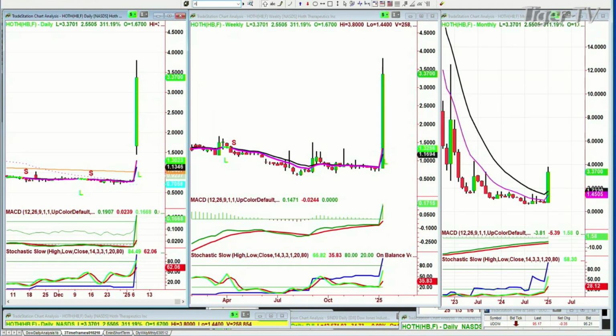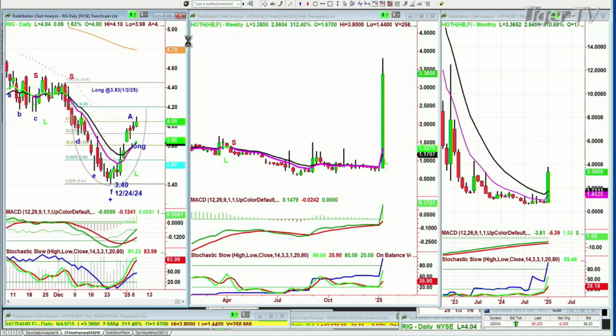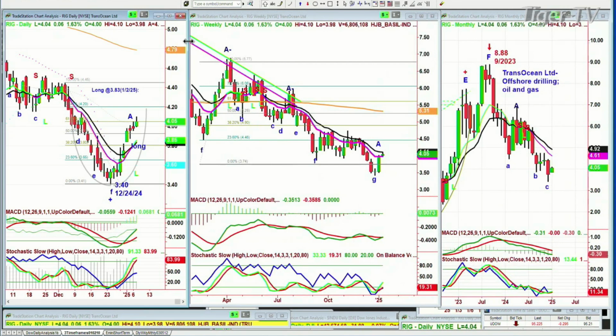Next one was the RIG. RIG is trading at 4.04, up 06. It hit 4.10 today. This is a single leg 8 to the upside. It had a low of 3.40. That's Transocean Limited, offshore drilling, oil and gas. I can't recall if this was a subscriber or not. Anyway, no, this is really good. We're long. I've been long for a couple of days, so it's given about an 8 or so % gain, but it's in the oil services. So all I'm saying is that I like the area.